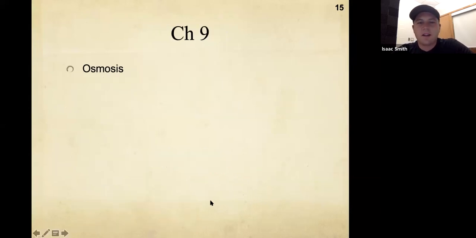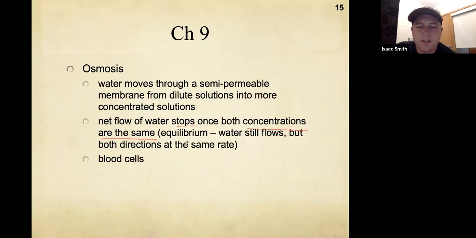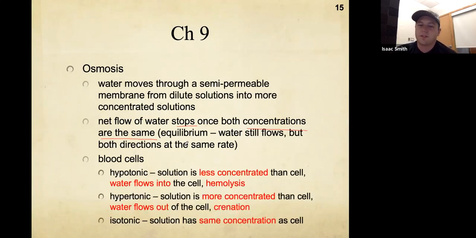Osmosis, another idea we talked about. So this is where water can move through semi-permeable membranes in order to equalize the concentration on both sides of the membranes. So the net flow of water stops once both concentrations are the same. And so we talked about this in terms of blood cells, and so know what happens in a hypotonic, hypertonic, and isotonic solution, okay?